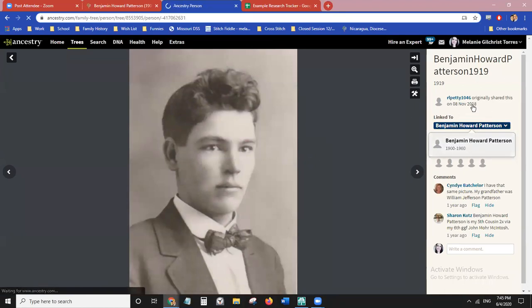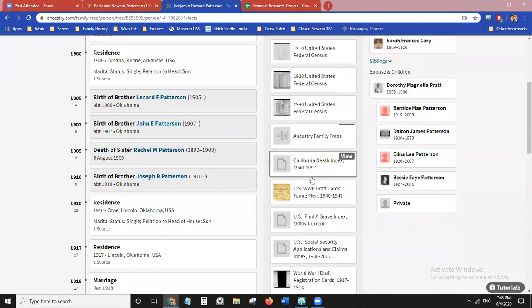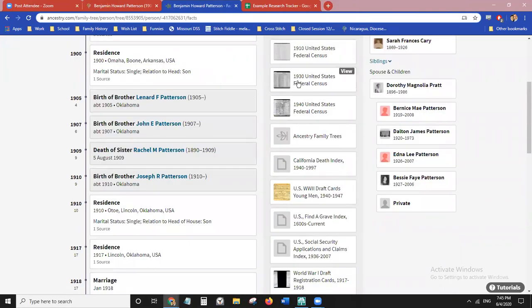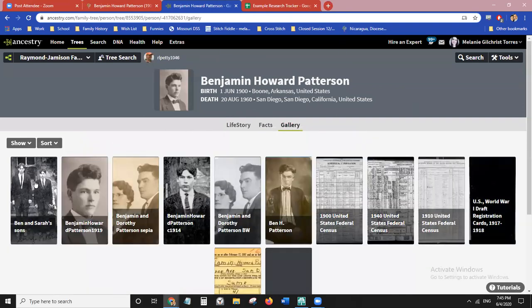I can see what other research somebody's done. So this person has all this good information that I want to verify. I don't want to just collect this and pass it off as perfect because I have no idea. But it looks like they have a little more information on the names. They have Bernice May, Dalton James, Edna Lee, Bessie Faye. So that's where that Faye came from. I can check their gallery. You can see all these great pictures and things like that.